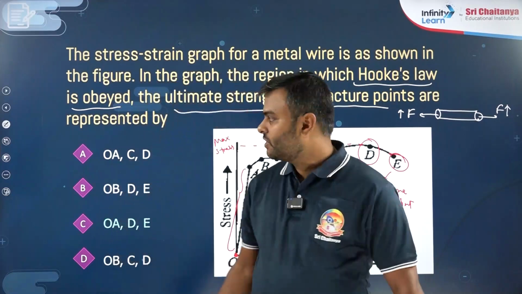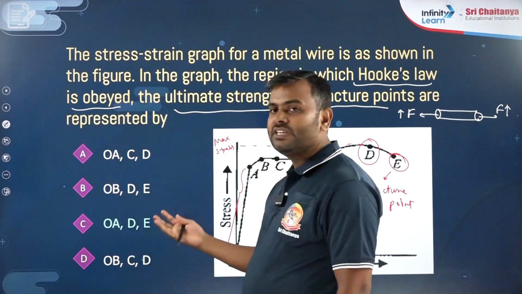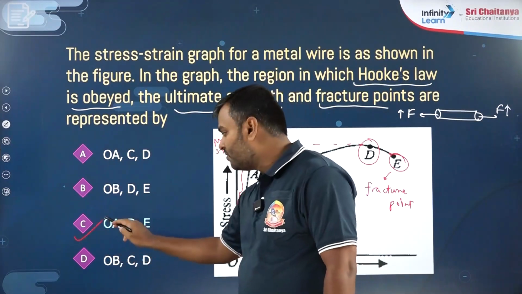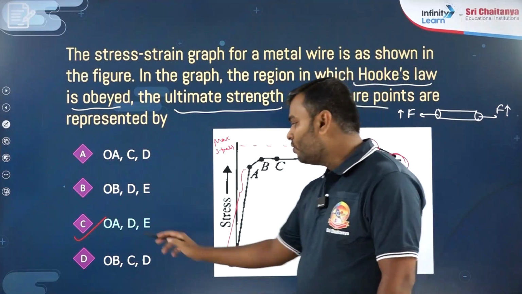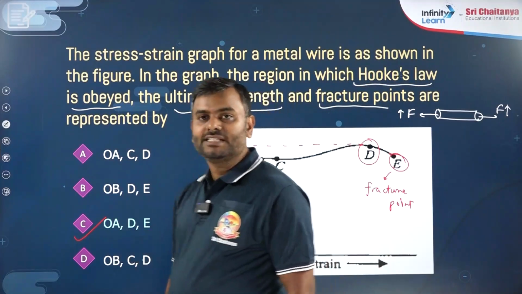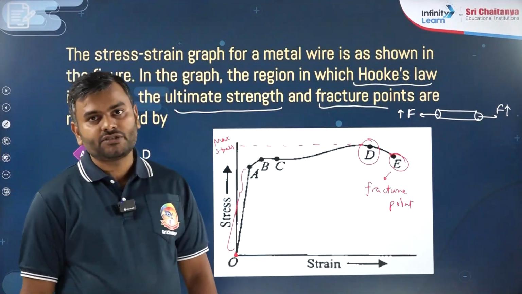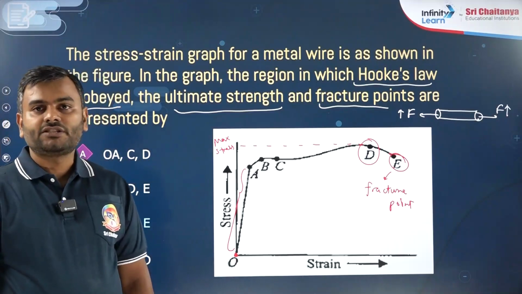Now, if we see the options, which one is the correct option? So you can say the C option will be the correct option, where OA, D and E is given as the answer. I hope you have understood this question. Let's move to the next question.